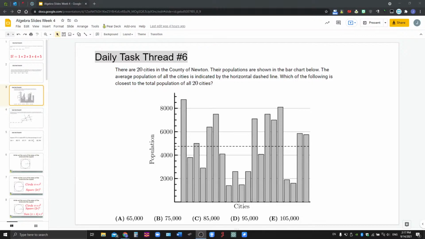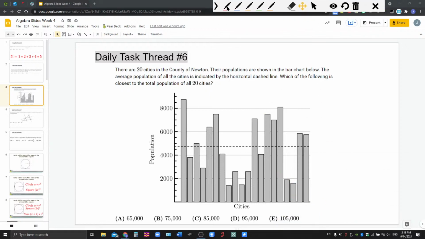Let's take a look at this question. There are 20 cities in the county of Newton. Their populations are shown in the bar chart below. The average population of all the cities is indicated by the horizontal dashed line. Which of the following is closest to the total population of all 20 cities?